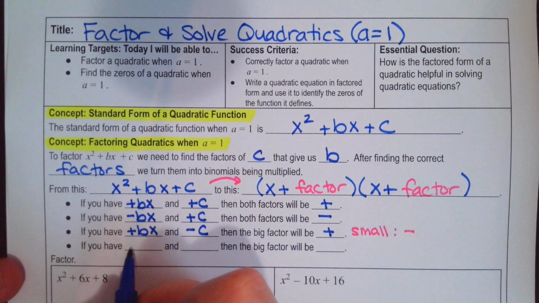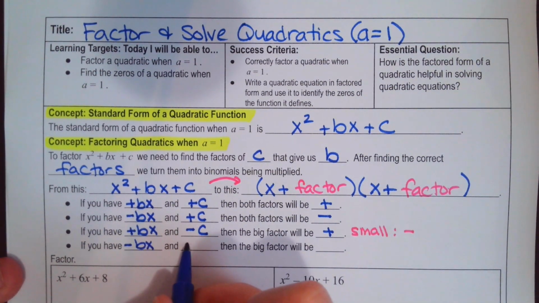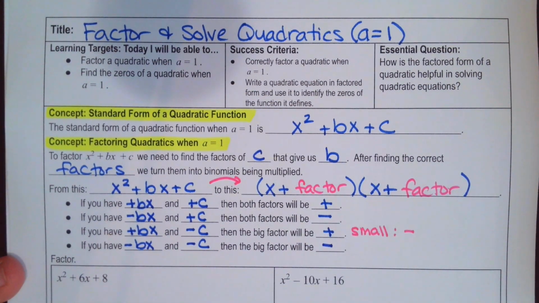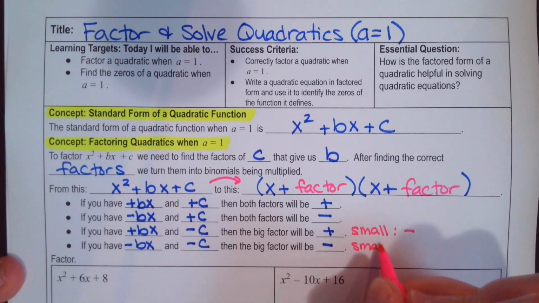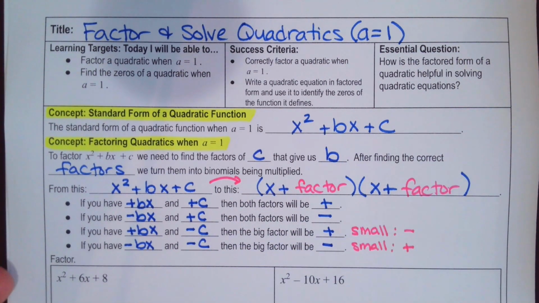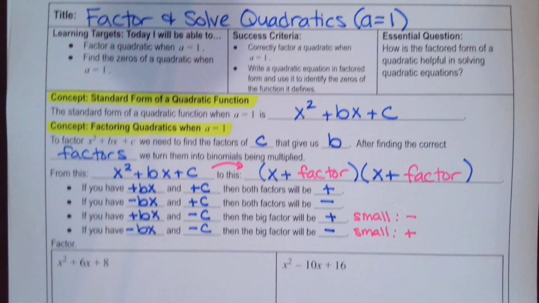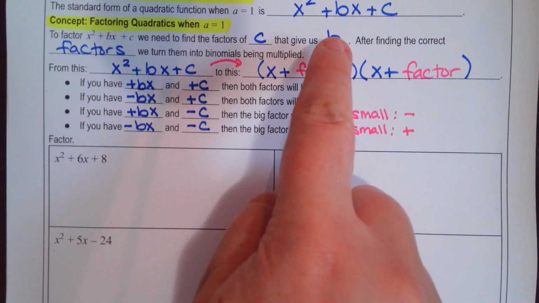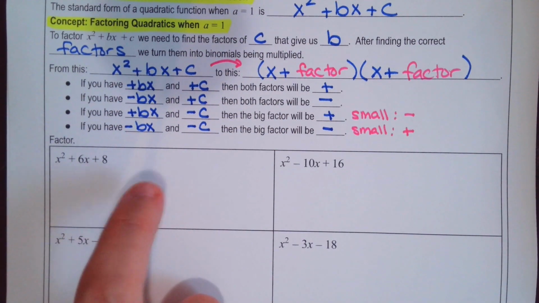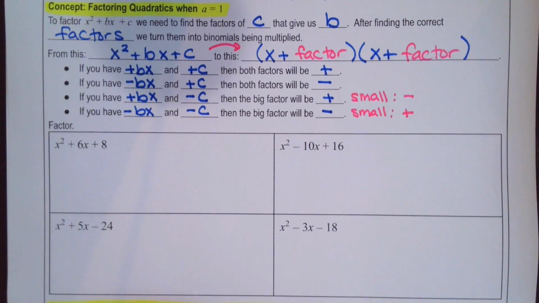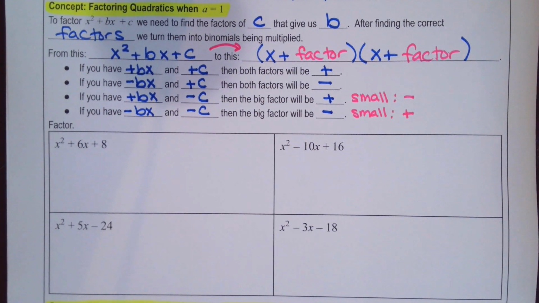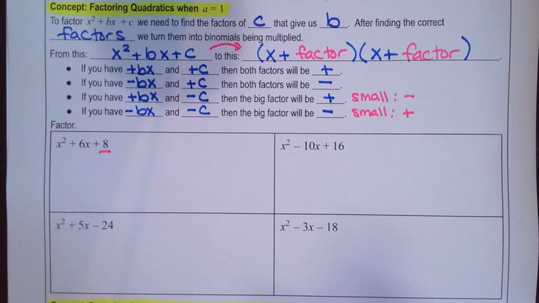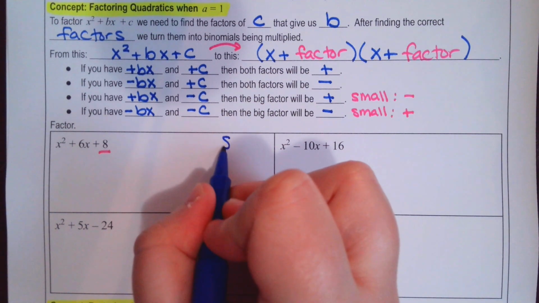And then finally, if we have minus bx and minus c, then the big factor will be negative, meaning the small factor will be positive. So those essentially are our rules, but the biggest one to remember: factors of c that give us b. So let's start. We have a few examples here. I always start with identifying my c. So for the first one, x squared plus 6x plus 8, 8 is my c. So we're going to bring it over here.